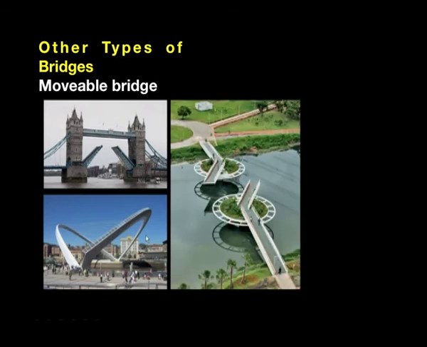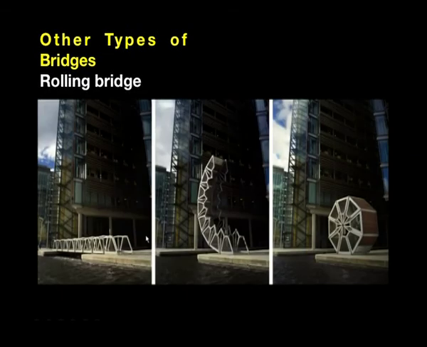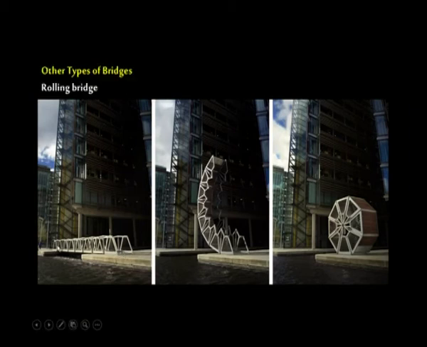This is another movable bridge. This is the famous rolling bridge designed by Thomas Heatherwick from Heatherwick Studios. This is built across a very small canal here, and this is how the bridge looks when it is used for the movement of people. The bridge looks like this when it is used for the movement of small boats and barges. This is how it looks when it is retracting.